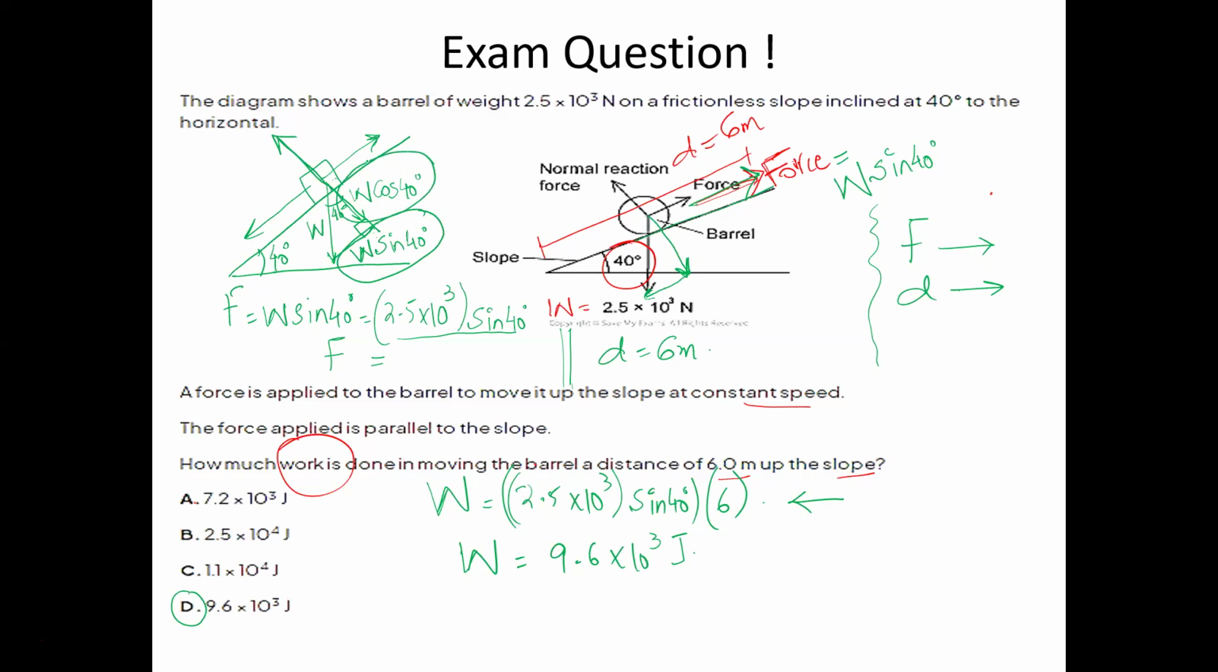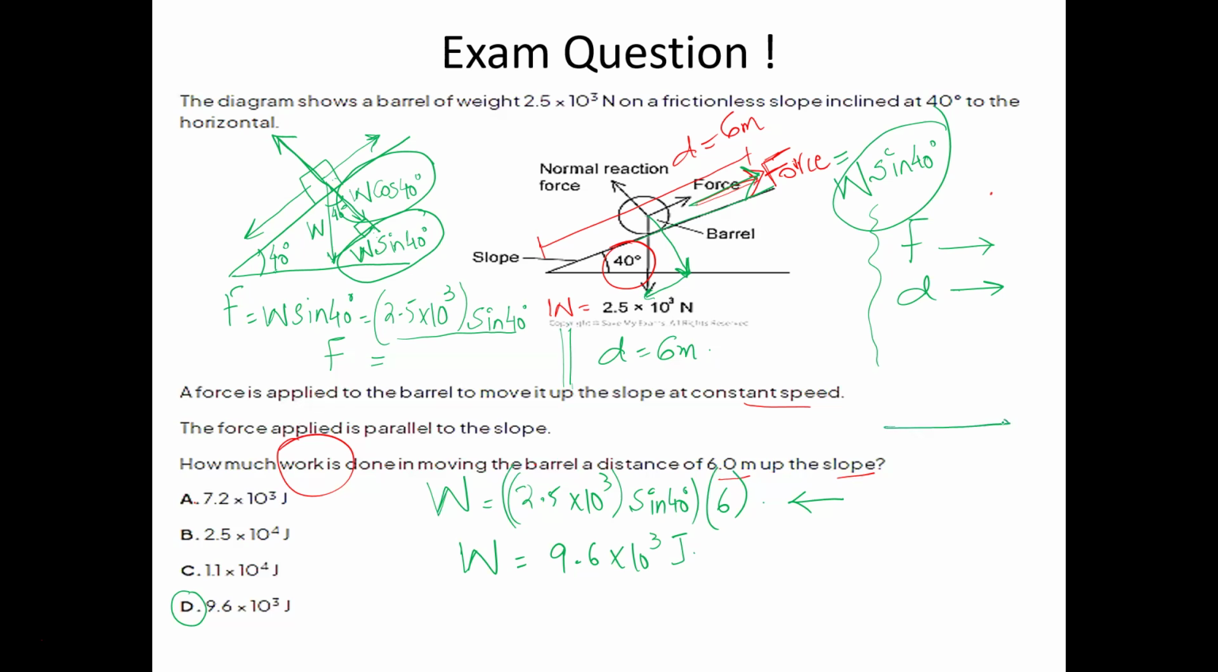So do remember, when we are finding the work done in the case of inclined surfaces, we will be using the sine 40, or sine theta angle, or sine theta component. This is only for the inclined surface part.